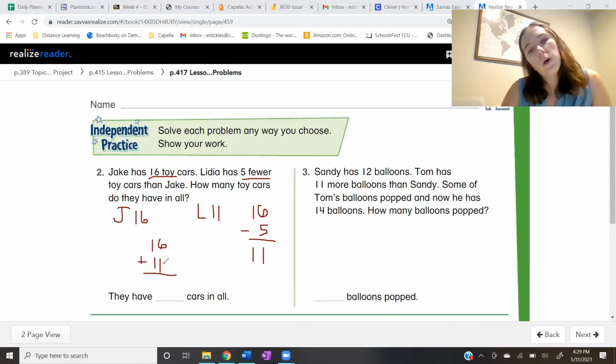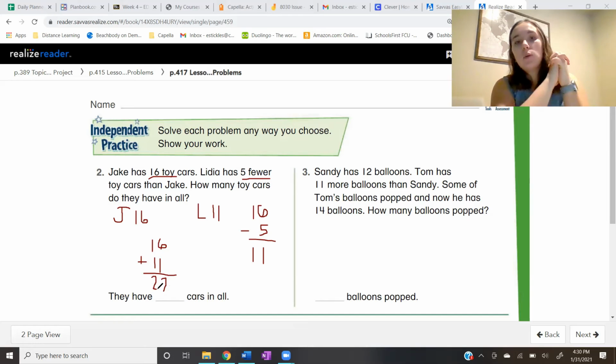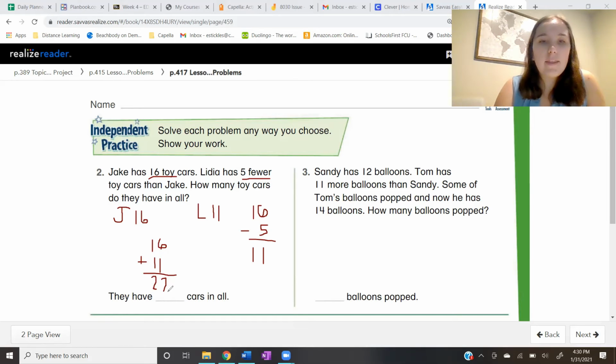So 6 ones plus 1 is 7. And what's 10 plus 10? 2 tens. So all together, Jake has 16 cars, Lydia has 11, and that's a total of 27 toy cars. And that's what we're going to put down here as our answer. We solved 2 different steps, and it was super quick, wasn't it?